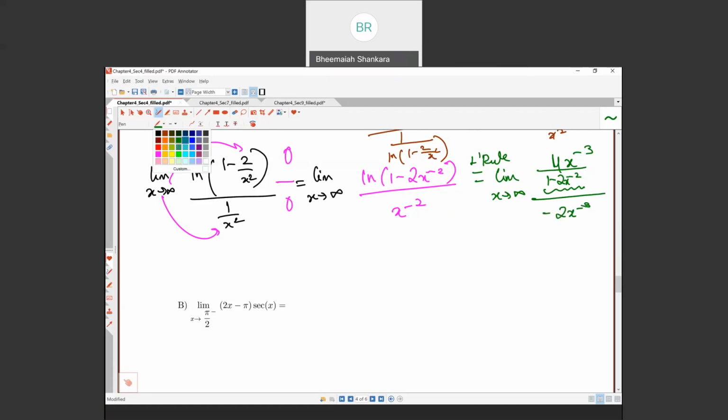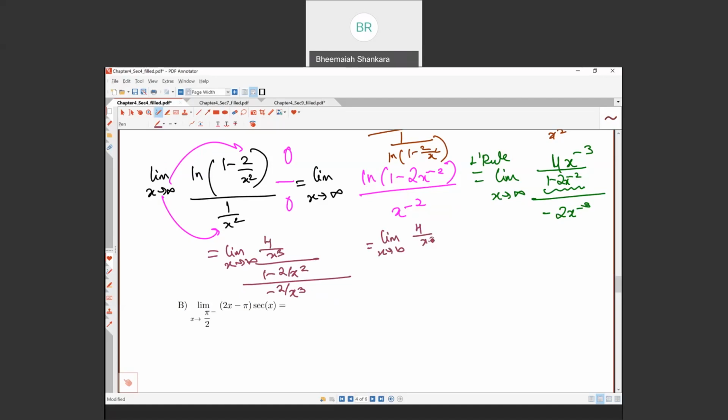Now evaluate the limit as x approaching infinity of 4 over x cubed divided by 1 minus 2 over x squared. The entire function is divided by negative 2 divided by x to the 3. Simplify a little bit. Limit x approaching infinity 4 over x cubed divided by 1 minus 2 over x squared times this fraction here. You want to take it to the numerator.